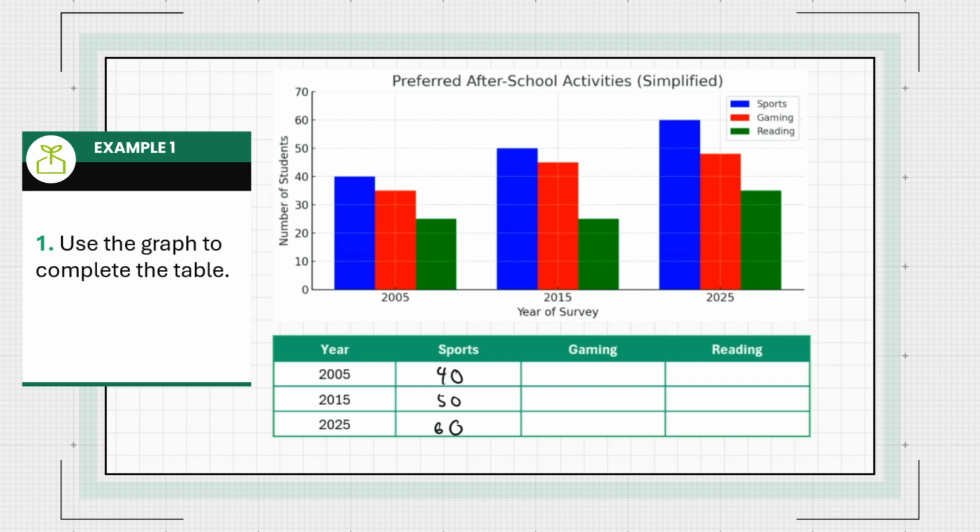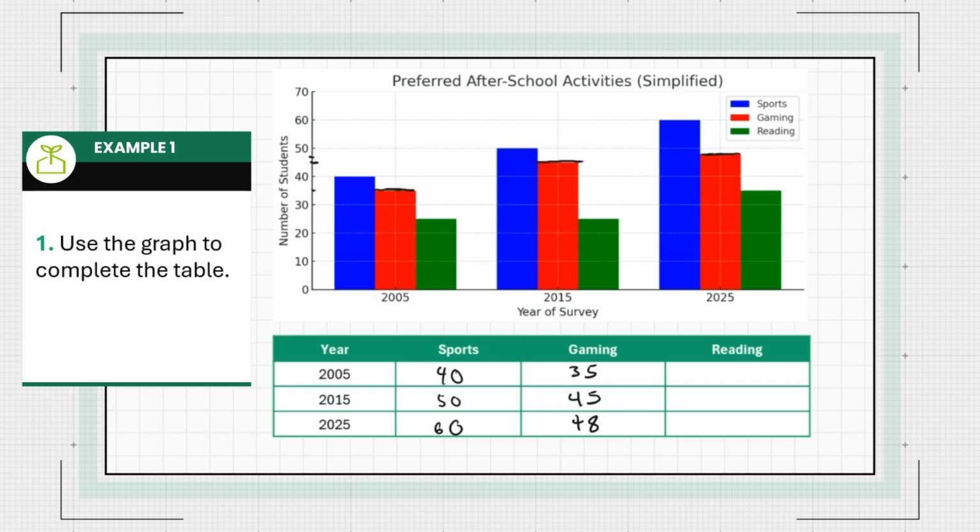Alright, let's look at gaming. So for gaming, we have about 35 interested in it just here. So 35 in 2005, and in 2015 it looks like we have 45 interested in it, and in 2025 it looks like it's just under 50, so maybe 48.